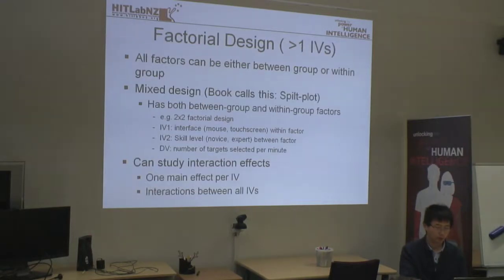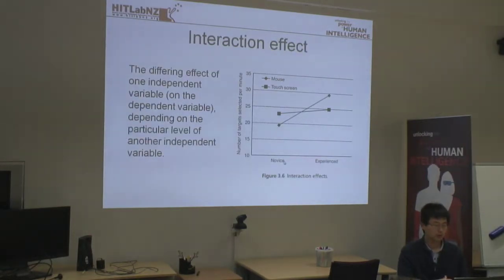And also a good thing of having more than one independent variable is you can study the interaction effect, which means if one factor affects the other. So as an example, if you're comparing mouse with a touch screen, this is one independent variable, which is an interface. And you can compare 2 groups of participants, one being novice users and one being experienced users.